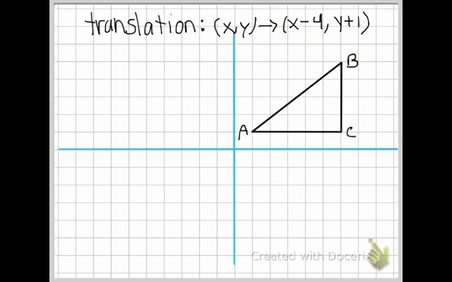So one way that we can do this is, since we're subtracting 4 from our x, we're going to move to the left 4. And since we're adding 1 to the y, we're going to move up 1. Alright, but if in doubt, you can always write it out.